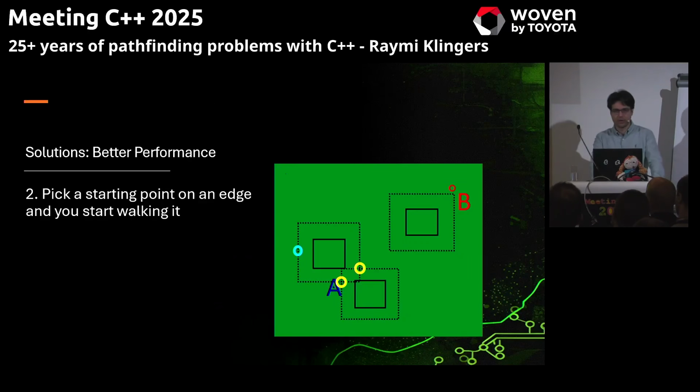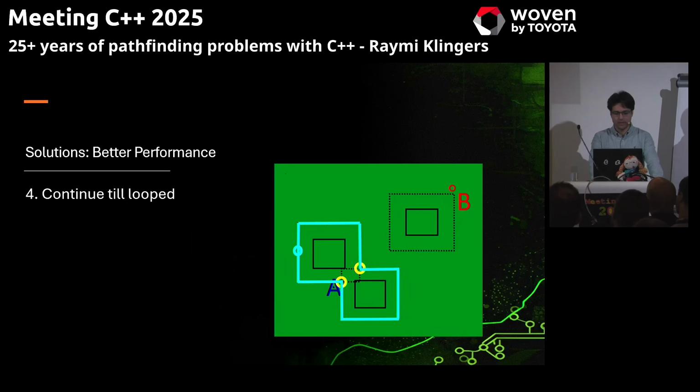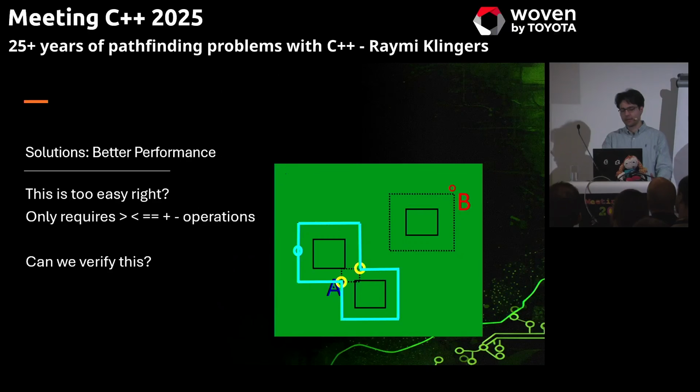Then we pick a starting point anywhere on the edge, and you start walking it. If you reach the end of an edge, you turn right. If you reach an intersection, you turn left. And you do this until you loop. And there you have it. There's your concave hull. Now, because this concave hull happens to be a simple polygon, you could convert this back into a convex hull using a linear time complexity algorithm. It turned out that I didn't end up needing it, so I never made that step.